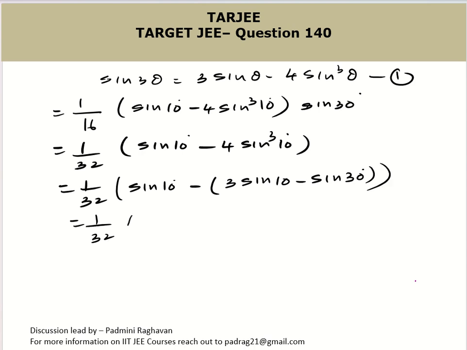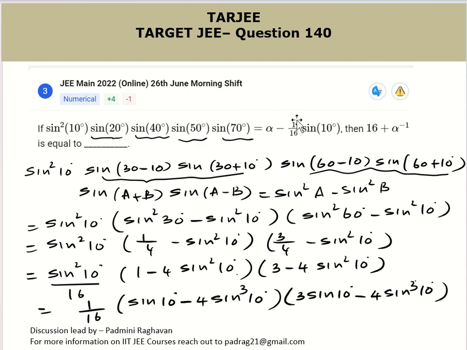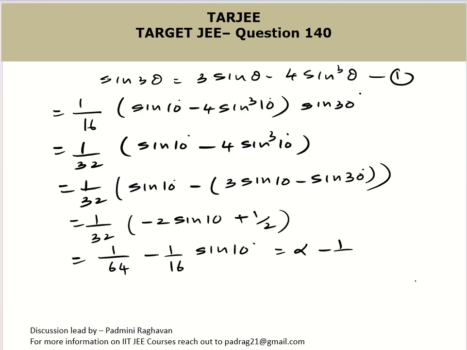Now open this bracket. You will get sine 10 minus 3 sine 10, which is minus 2 sine 10. Minus into minus is plus, so you get a plus half. I think you can take this 1 by 32 inside the bracket. You get 1 by 64 minus 1 by 16 times sine 10. So we have managed to express the given expression as some constant and some sine 10 term. Let us see what it is: alpha minus 1 by 16 sine 10. You can see that this term matches with this term. So we know alpha should take the value 1 by 64.